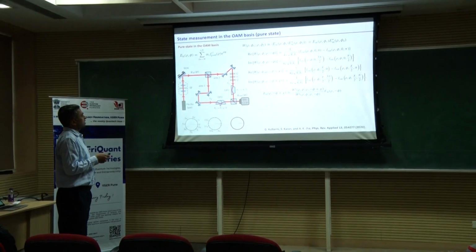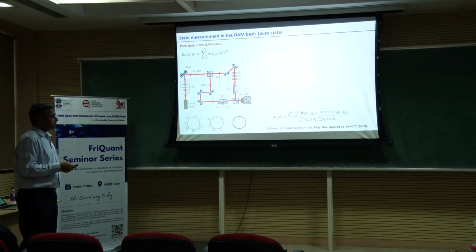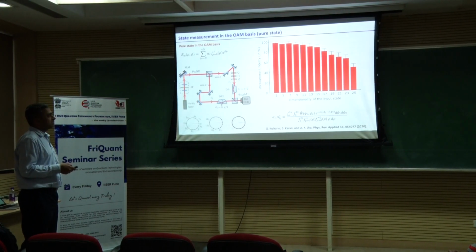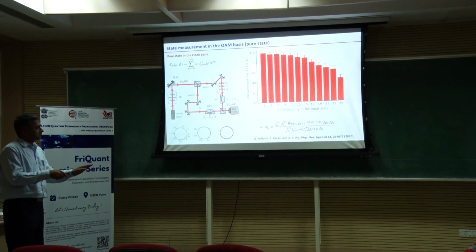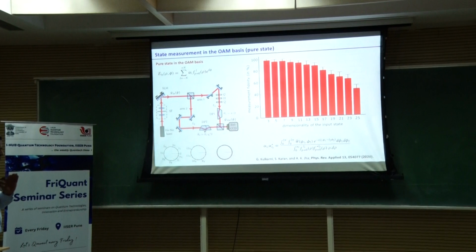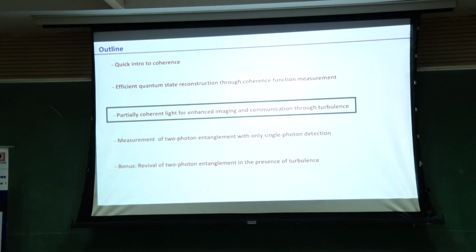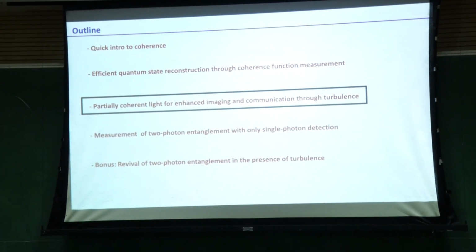We then worked out a way of measuring the pure state in the OAM basis. This was using nine shots, not just two. And so in this case, we could go up to an 11-dimensional state with 90% fidelity, but higher dimensions we could not actually go. So that shows how difficult this one is. And then again, the efforts are on for doing it for more general states.